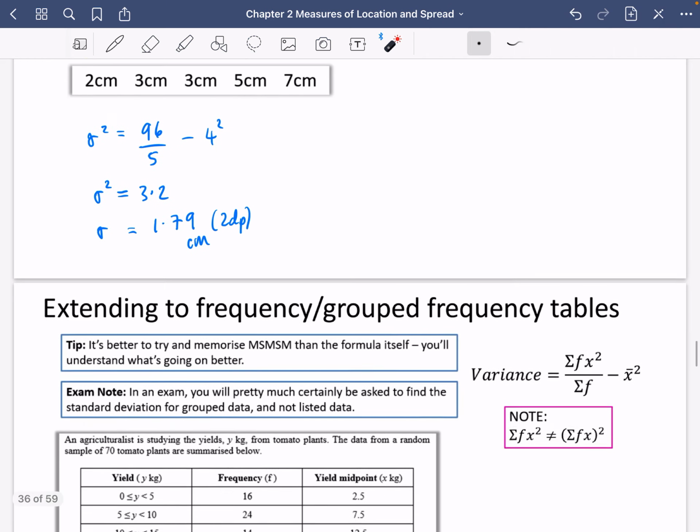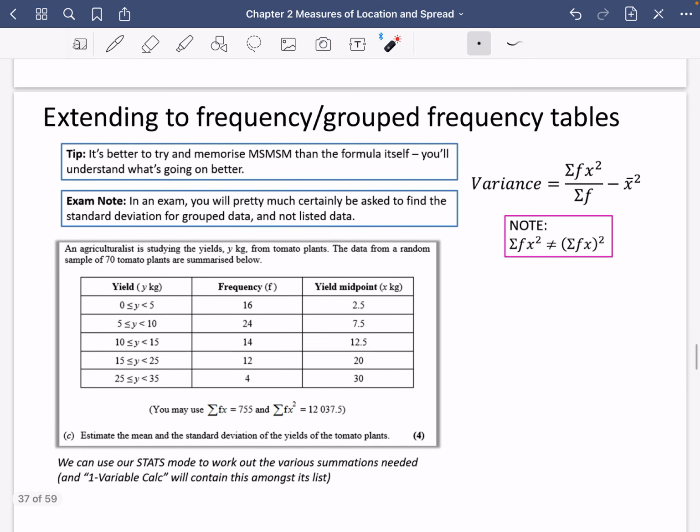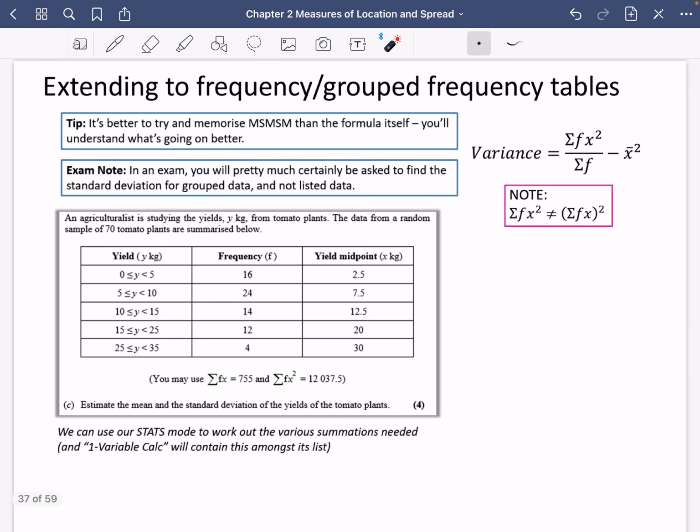And we can actually extend this to frequency and grouped frequency tables. What I've said here is that it's better to try and memorize the MSM, the mean of the squares minus the square of the means, than the actual formula itself, because you'll just understand a bit better what's going on rather than trying to memorize a formula that looks like this. And I've said in an exam, you will pretty much certainly be asked to find the standard deviation for grouped data and not for listed data. Another little side note that I've got over here as well, just like earlier on, the sum of x squared is not equal to the sum of x, squared.